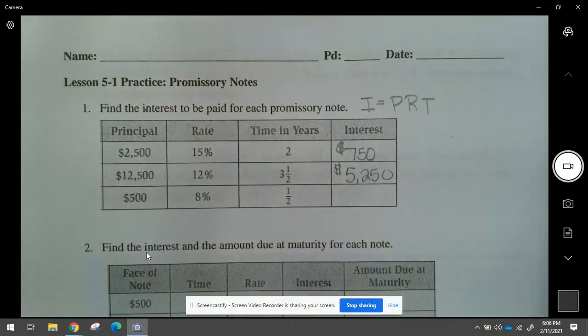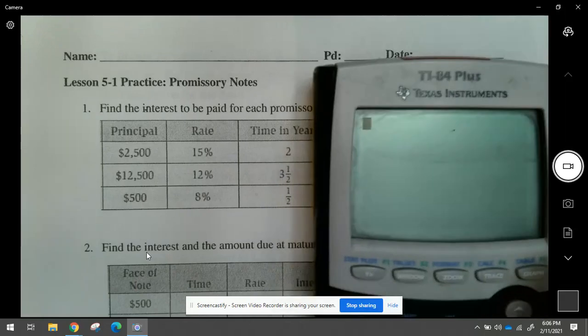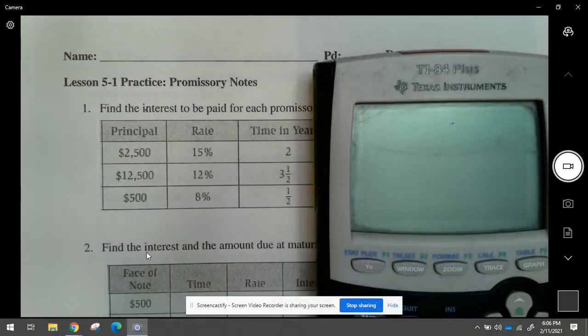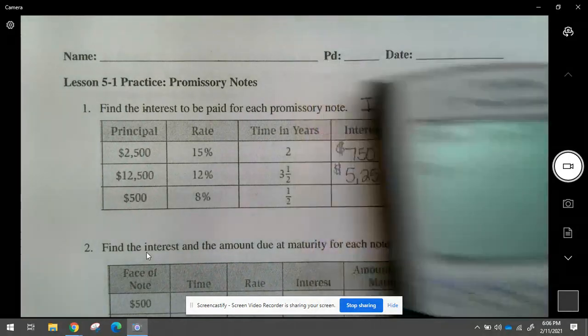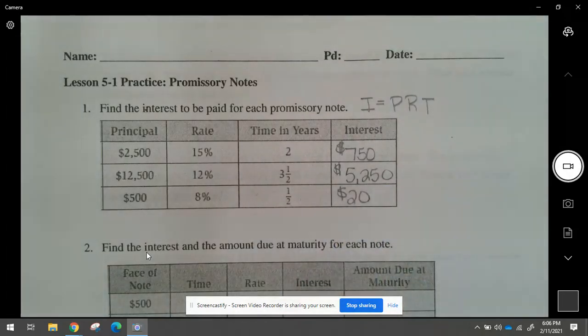And I think you should try this one on your own. Hit pause, try it, and then hit play. Okay, let's check. 500 times 0.08 times half, which I can just put in as 0.5. So $20. This box was just finding interest.